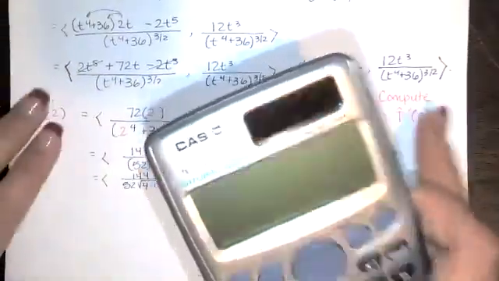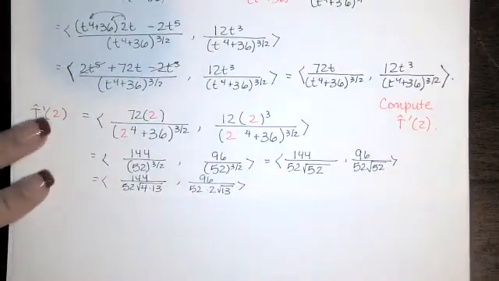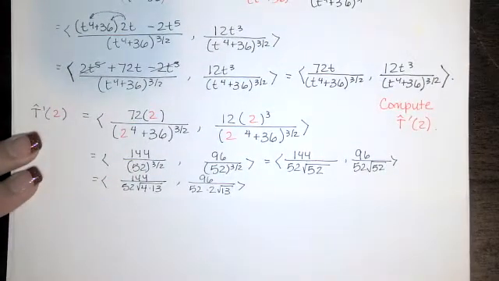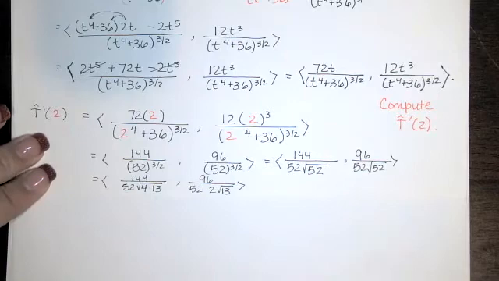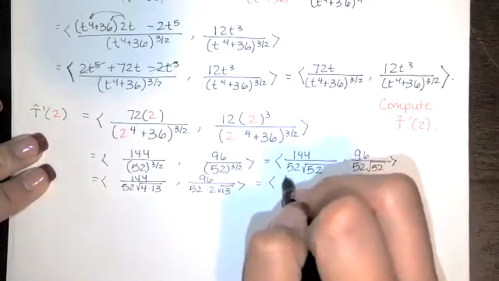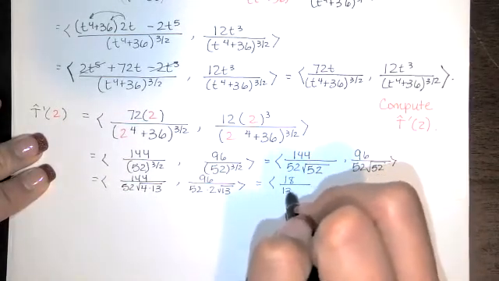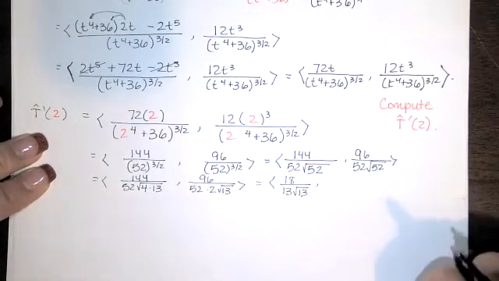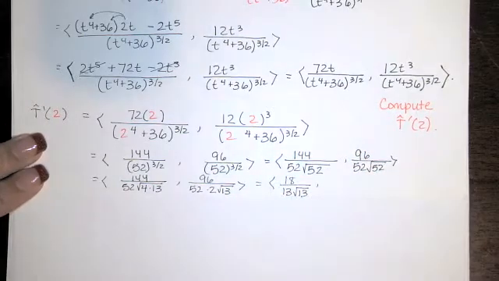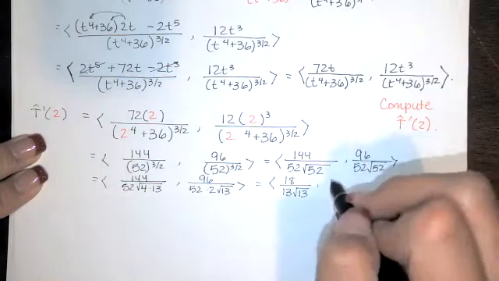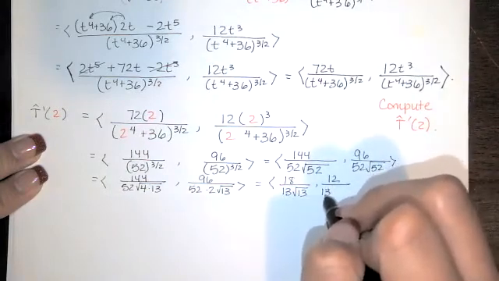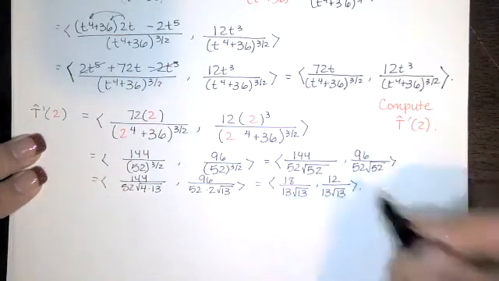Let's do a little arithmetic and figure out what our components are. So I've got 144 divided by 104. So I get 18 over 13 times the square root of 13. And then for our y component, I've got 96 divided by 104. So that's 12 over 13 times the square root of 13.